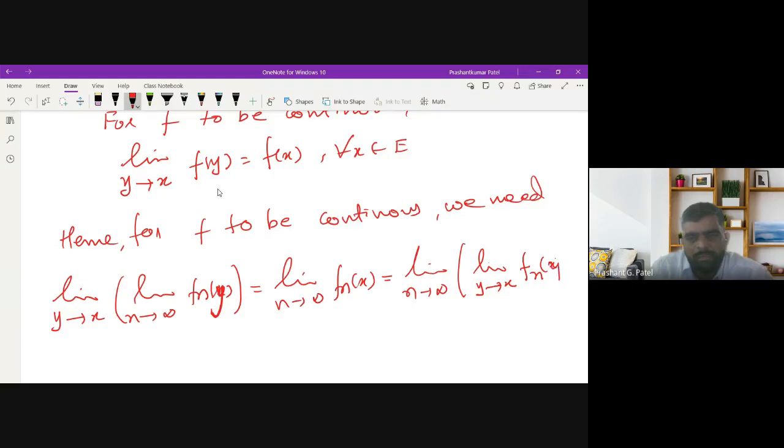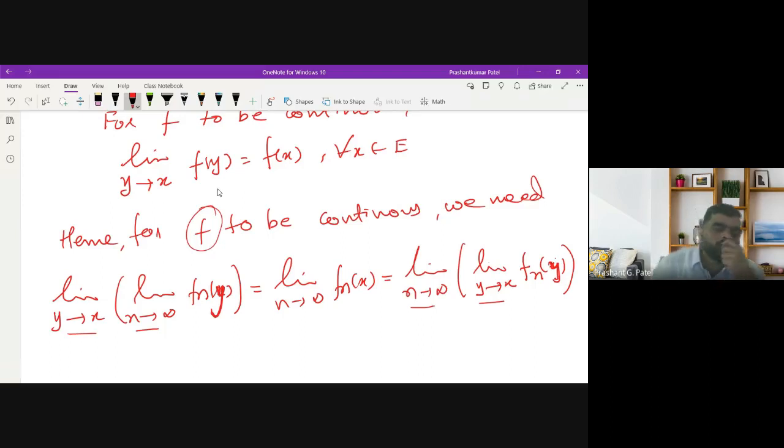F and y. So y, when y tends to infinity, if each of the f n's are continuous, then you can take this x, and f n of x, and limit n tends to infinity, it is f of x. So this is actually equal to f of x. So ultimately, if you want this f to be continuous, then you are able to change the order of limit.